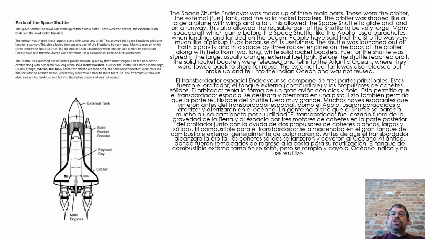The shuttle was launched out over Earth's gravity and into space by three rocket engines on the back of the orbiter, along with the help from two long, white, solid rocket boosters. Fuel for the shuttle was stored in the large, usually orange, external fuel tank. Before the shuttle reached orbit, the solid rocket boosters were released and fell into the Atlantic Ocean, where they were towed back to shore for reuse. The external fuel tank was also released, but broke up and fell into the Indian Ocean and was not reused.